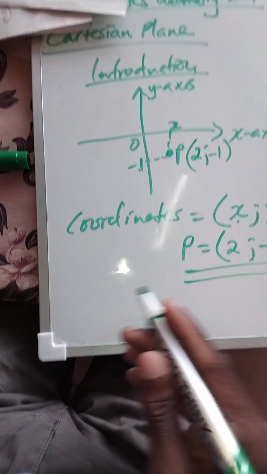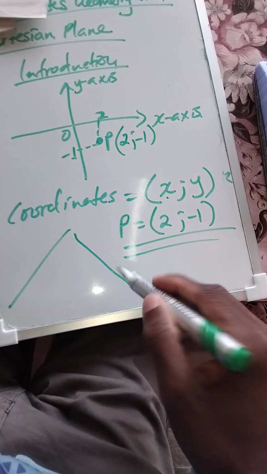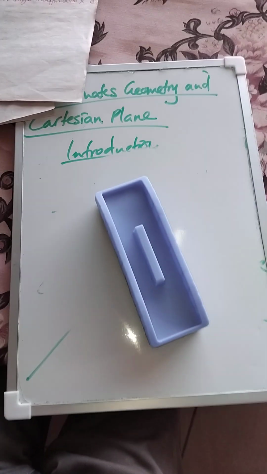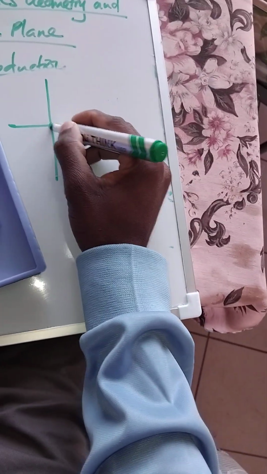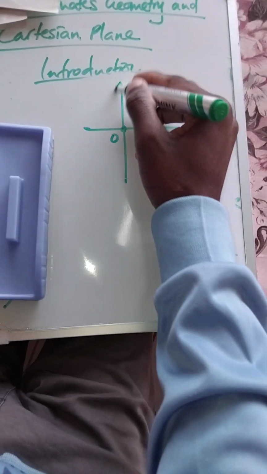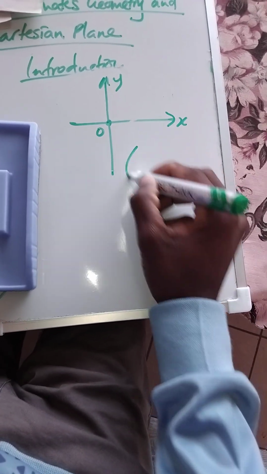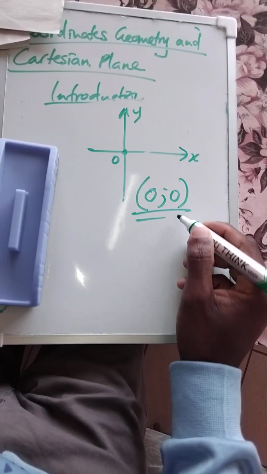Then gradient is the slope of a line. Then origin. The origin is the point where the x-axis and y-axis intersect. And so the origin is 0 and 0, those are the coordinates of the origin.